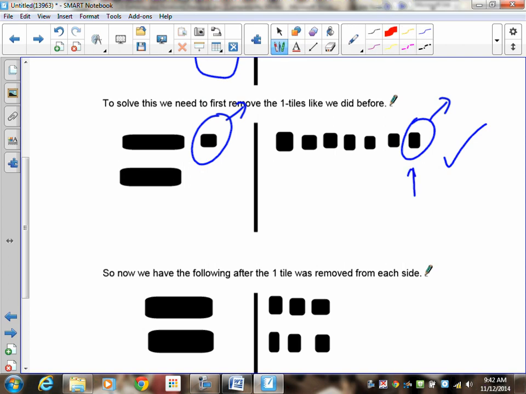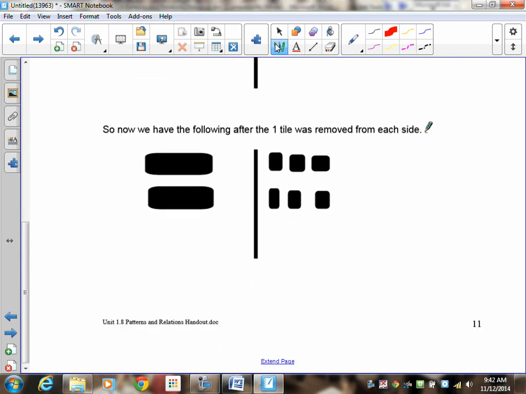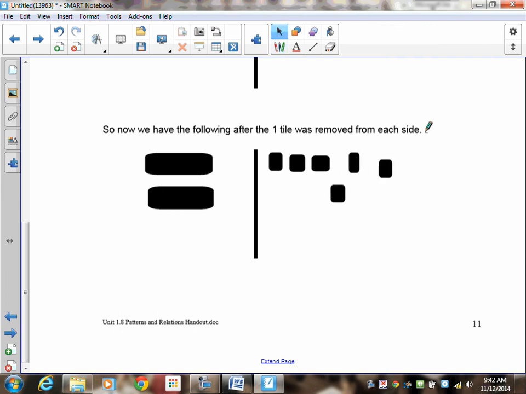1's taken away on this side, 1's taken away on the other side, and what we have left is this: 2x is equal to 6. Now, when you first draw this, you could have taken this and drawn all of these in a row, and that would have been okay.